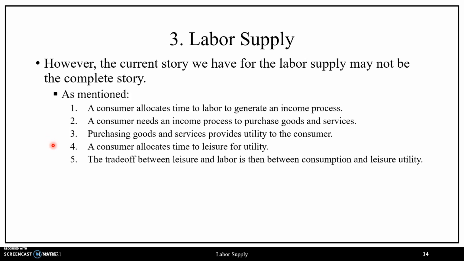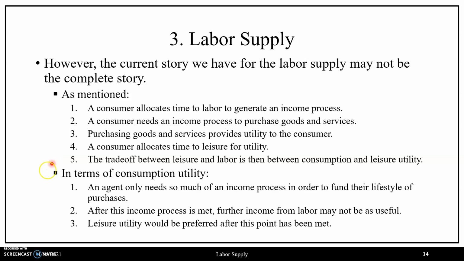Additionally, a consumer can also allocate time for leisure, where time to leisure provides leisure utility, and there's a trade-off between leisure and labor in the form of consumption and leisure utility, where in terms of consumption utility, an agent only needs so much income in order to be able to fund their lifestyle. Or we could think of funding their lifestyle meaning being able to pay for their bills, food, and clothing for a particular time period, as well as for their hobbies, where after this requirement is met, further income from labor may not be as useful, such that time spent on leisure and the leisure utility gain would be preferred after this point.